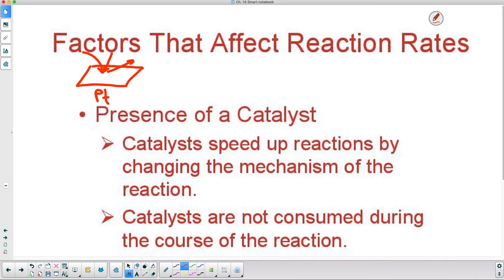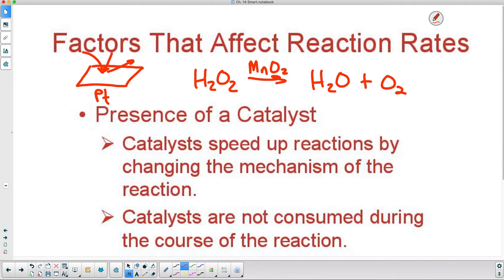Then there are other kinds of catalysts that get very involved in the reaction but end up looking the same when the reaction is done. This is hydrogen peroxide. Hydrogen peroxide breaks down to water and oxygen gas, but it does that very, very slowly unless you mix in manganese dioxide. MnO2 is a compound that helps create an environment where H2O2 can decompose very quickly. So MnO2 would be a catalyst, and that's why you see it above the arrow. That's typically where we put the catalyst.